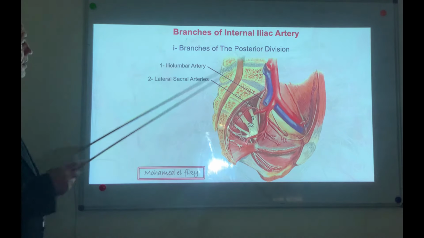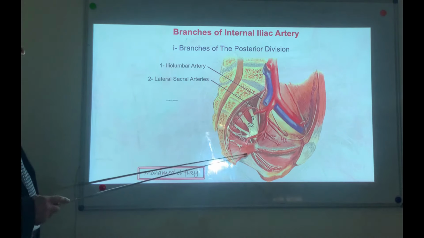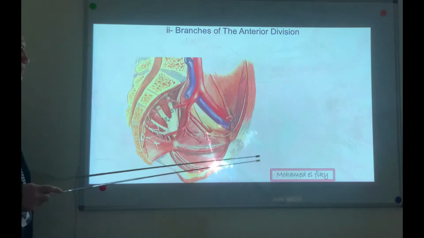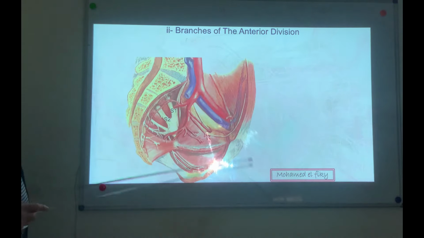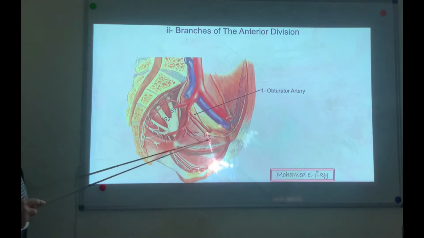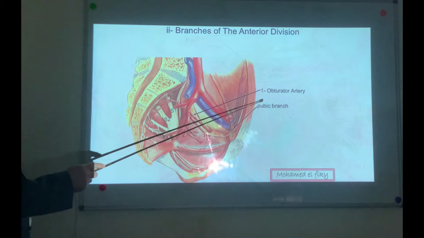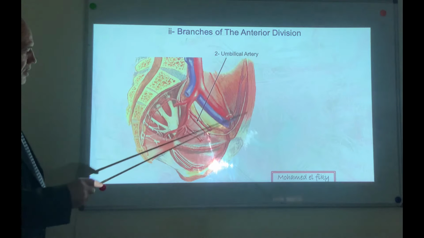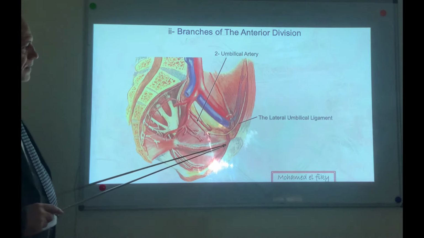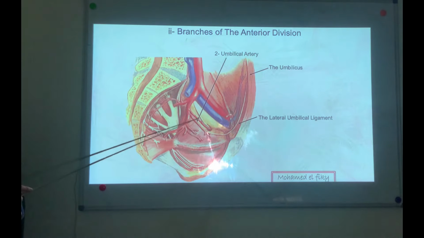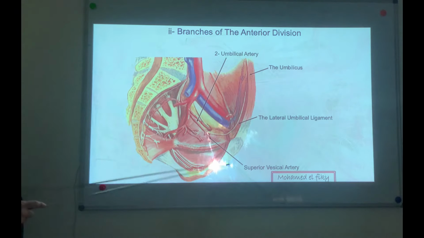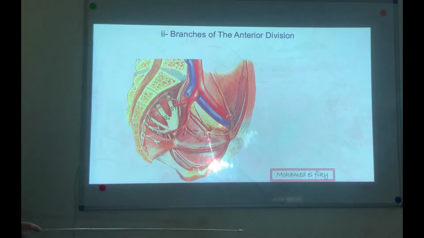Iliolumbar artery; lateral sacral artery enters the sacrum; superior gluteal comes out to the gluteal region. From the anterior division, the obturator artery comes out from the obturator foramen and gives the pelvic branch. The umbilical artery goes to the umbilicus and gives the superior vesical. The umbilical artery, this part obliterates to form the lateral umbilical ligament. The umbilical artery gives the superior vesical branch.